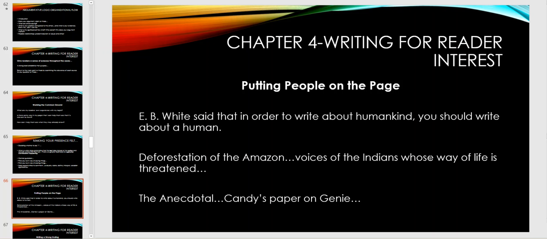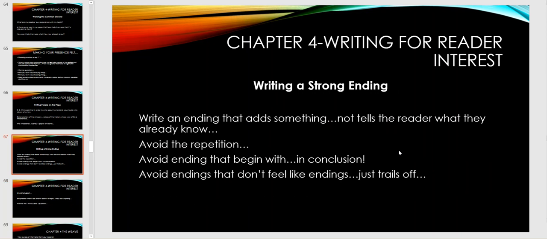So the examples are deforestation of the Amazon, voices of the Indians whose way of life is threatened as an example there, and then the anecdotal about Candy's paper on Jeannie, right? Should be in chapter 4. You want to write a strong ending in this particular research essay.